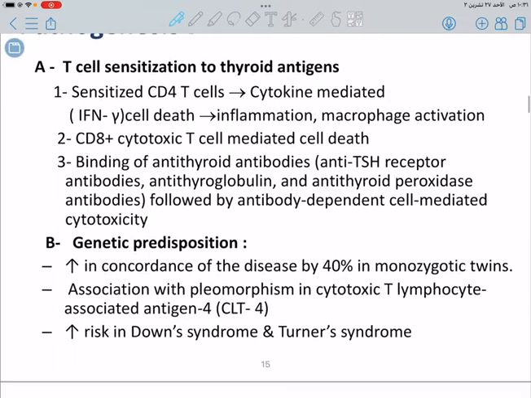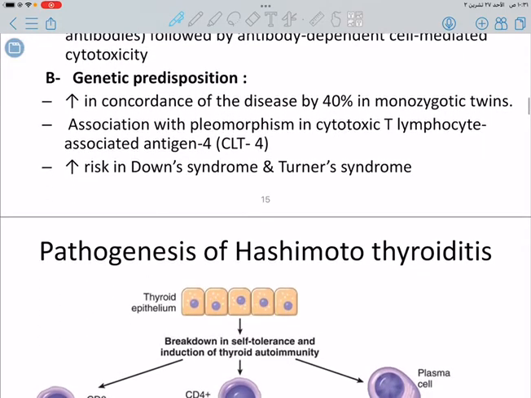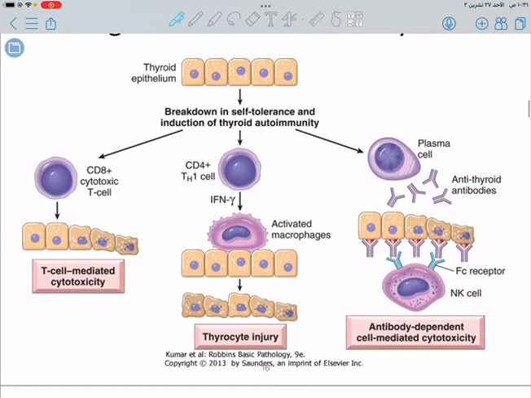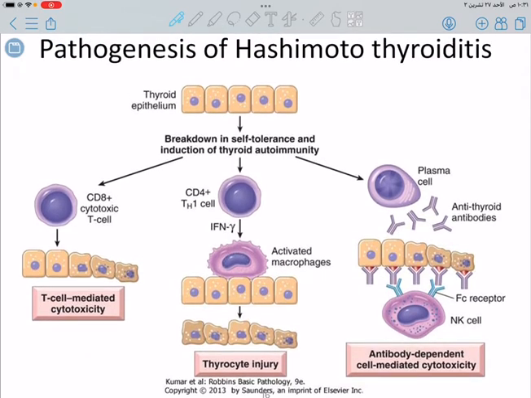Pathogenesis of Hashimoto's thyroiditis: what happens? There is destruction via cytotoxic T cells, CD8 positive cells, CD4 positive cells, and even involvement of autoantibodies to the thyroid gland. That's why the destruction is progressive. More and more lymphocytes get recruited, more and more activation of macrophages, more and more production of autoantibodies, until the majority of the thyroid tissue becomes disrupted.